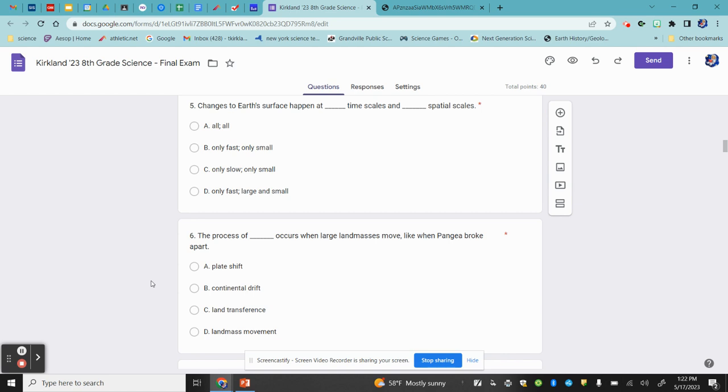6, the process of blank occurs when large land masses move, like when Pangea broke apart. A, plate shift. B, continental drift. C, land transference. D, landmass movement.